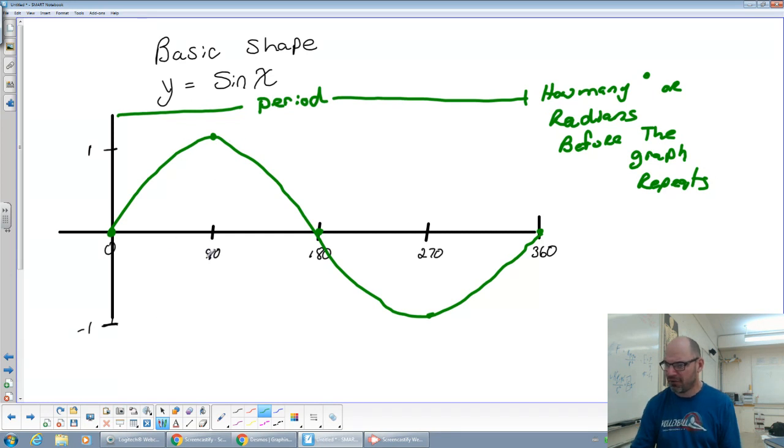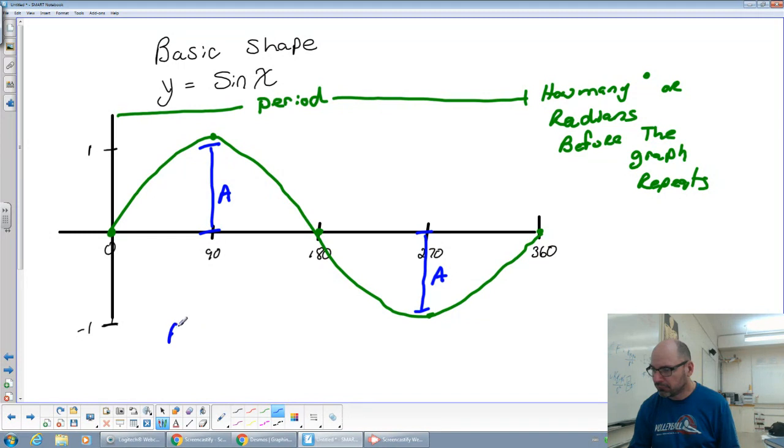Now, this part here, okay, this height, we'll do it in blue here. This to this, or this to this, that's called the amplitude. Okay, it's the height of the graph.